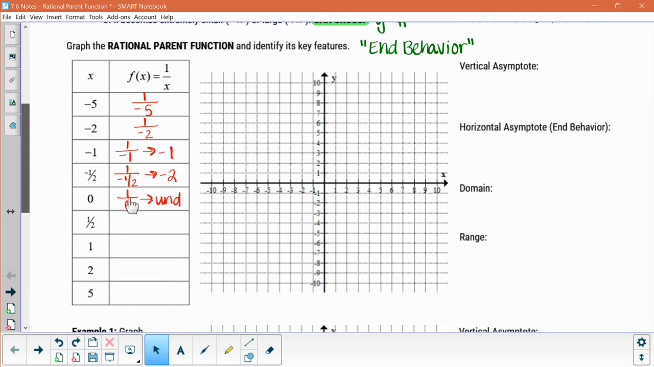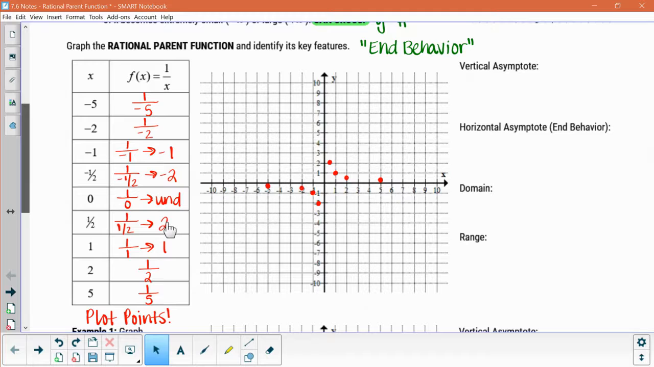And then I have 1 over 0. And remember, we cannot divide by 0, so this is undefined. I get similar values on the other side, just positive 2, 1, 1/2, and 1/5. Something you should be noticing is as my x values are getting bigger, my y values are starting to get smaller in both directions. So the first thing I'm going to do is plot my points. I have all 8 points here on my graph. Remember, I'm not going to get a point for x equals 0 because it is undefined.